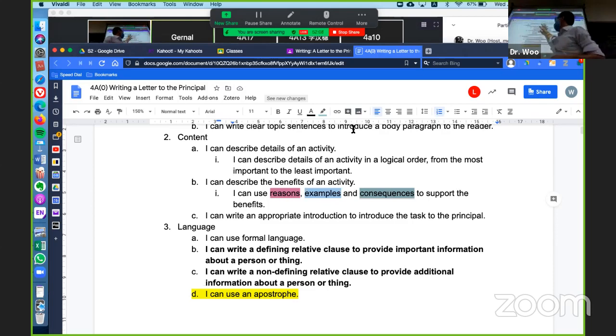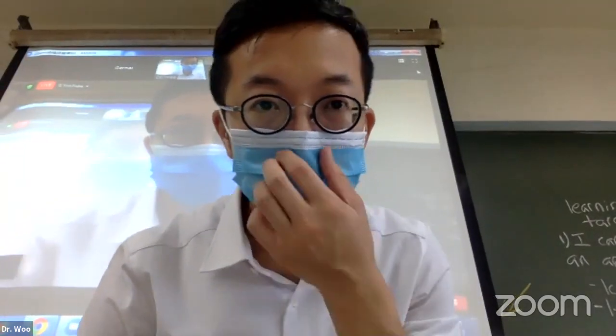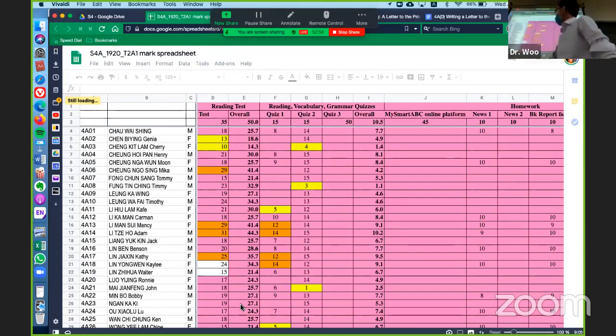I'm going to mark this and give you your final mark. I need to show you something. Okay, here we go. I'm going to show you something interesting. Let's see if Dr. Wood can show you something. S4 scheme. Here we go. Here we go. Get ready. This is a lot of marks.